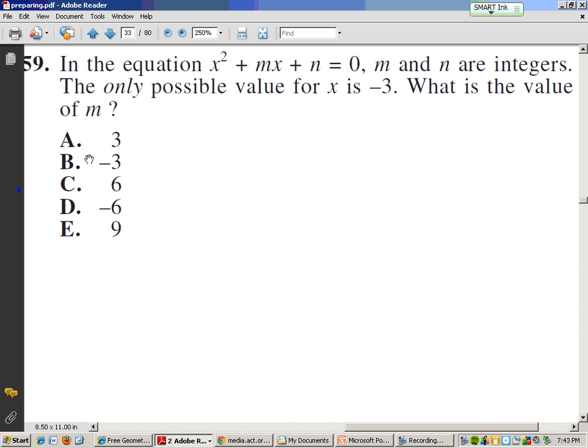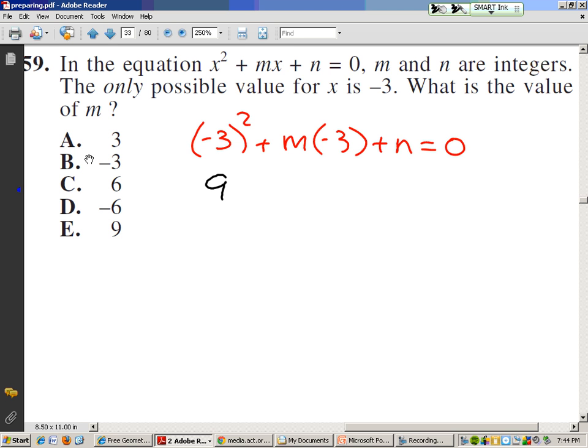So in the equation, blah blah blah, m and n are integers. The only possible value for x is -3. What does m have to be? So they're already telling us that x is -3. If we know it, what do we do with it? Plug it in. Plug it in. Plug it in. Seriously. All right. So 9 minus 3m plus n equals 0.